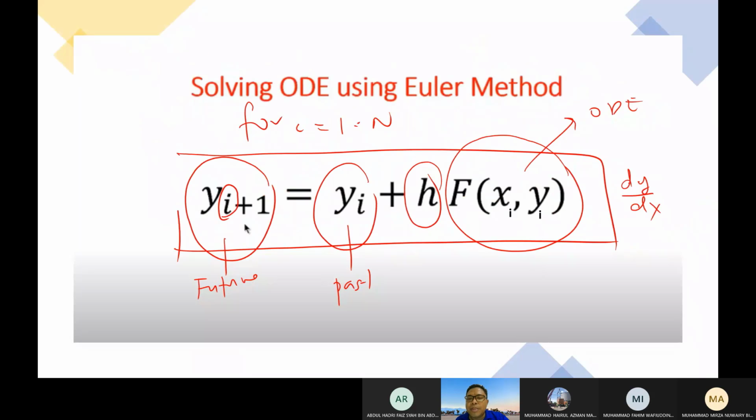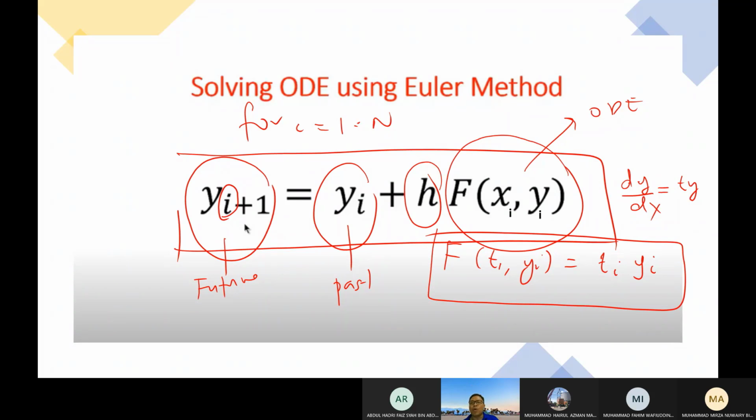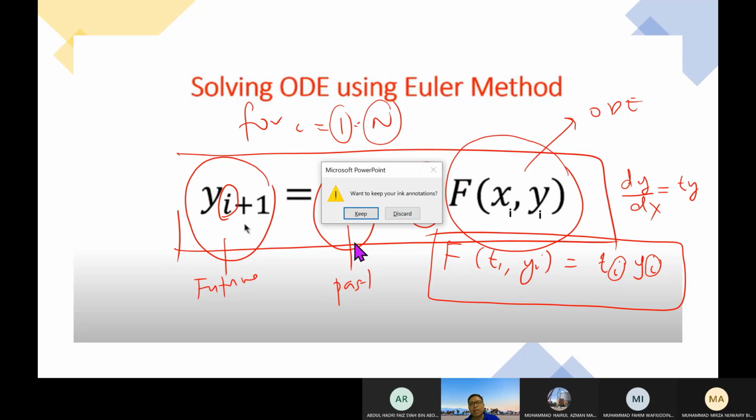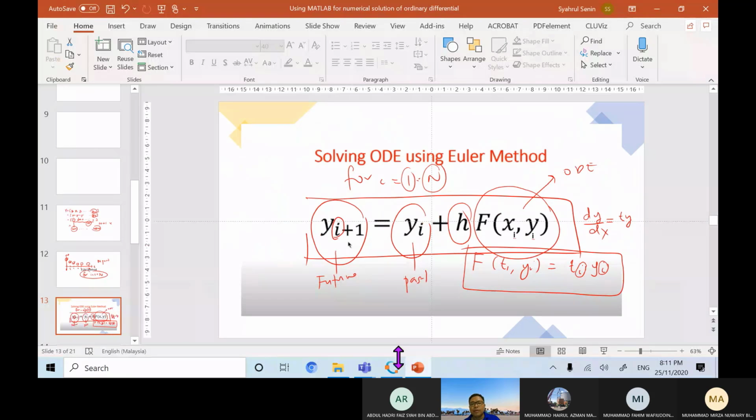Tukar ni, ini menjadi f ti, sebab you libatkan t dengan y. So this one will be ti darab dengan yi, sebab dy dx you adalah t darab y. Jadi f ti yi adalah ti darab yi. So i ni apa? i ni lah bilangan point, point 1 sampai point n. Itu maksud dia. So ini benda yang saya nak masukkan dalam kita punya Octave.